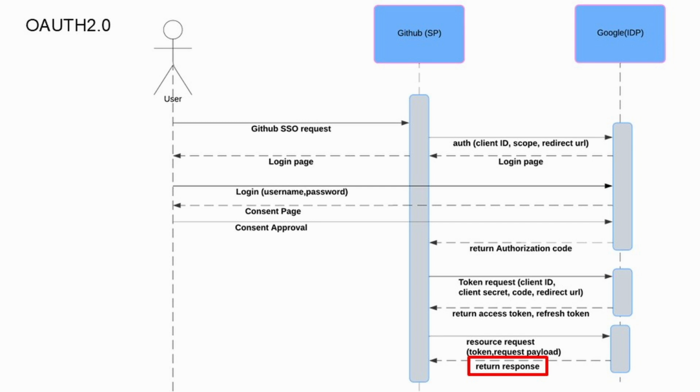There are more complicated things like grant types, and different types of flows are also included, but let us not go there. We'll talk about that sometime later. This was the basic flow, how OAuth works in terms of service provider, IDP, and the user.